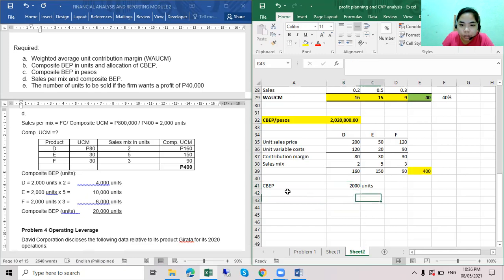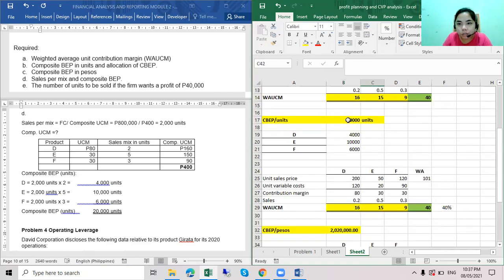So, 2,000. Then, for D, E, and F, so 2,000 times 2. So, around 20%. Ga-share 20% si D sa total nga production. Compute ko na class. 2,000 times 5 equals, 2,000 times 3. Okay. Muto sa class nga may 20,000 units siya.